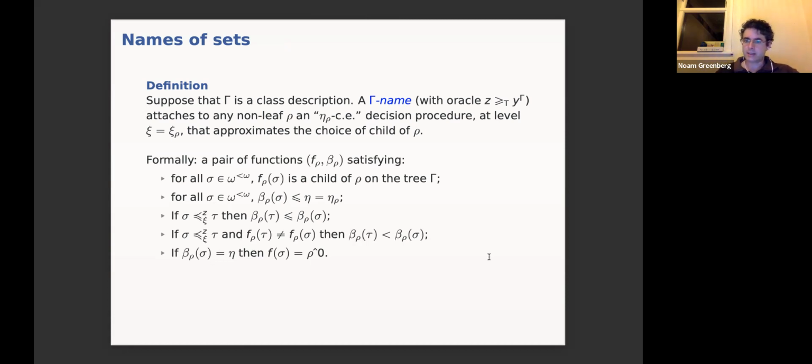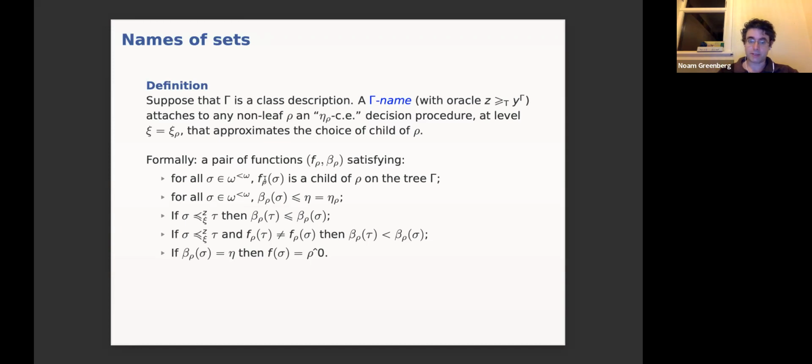What it does is it takes the gamma tree, and on each non-leaf node, it gives me an approximation procedure for a choice of a child. Formally speaking, this is a pair of functions resembling our characterization of d eta sigma 0 alpha sets. It is the function f that at that node rho, for every initial segment of a real, chooses a child of rho on the tree.